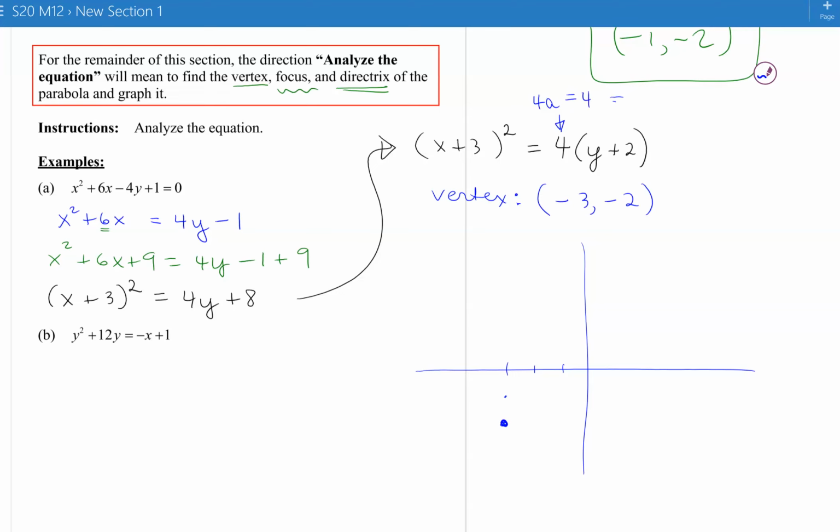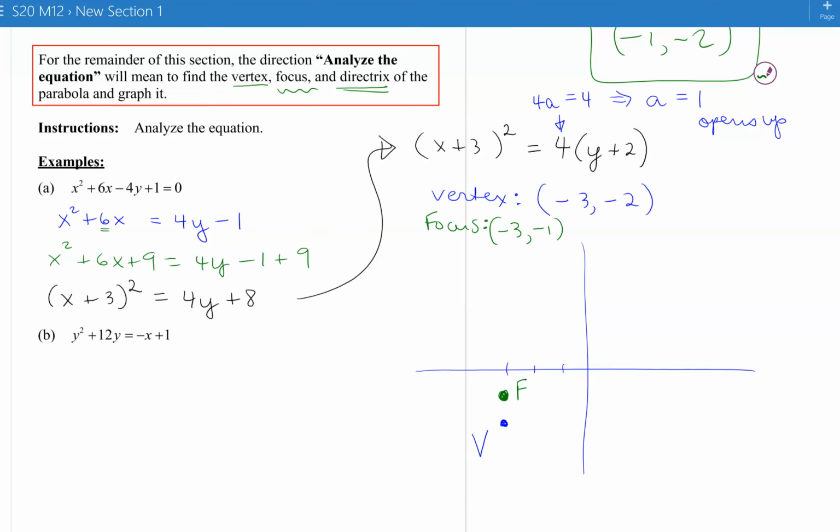4a is 4. So that means a is 1. And let's see, we have y and x squared. So that opens up or down. a is positive, so it opens up. So the focus needs to be above the vertex by a distance of 1. Because the focus has to be inside the curved part of the parabola. So the focus is going to be the point negative 3, negative 1.